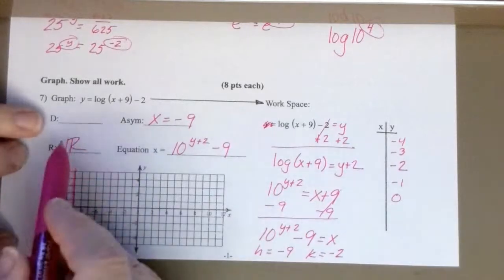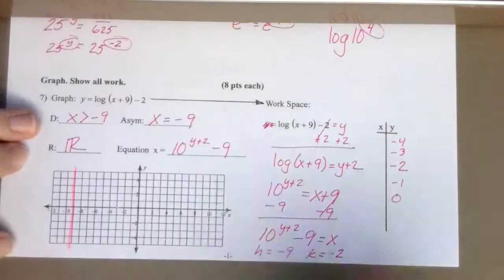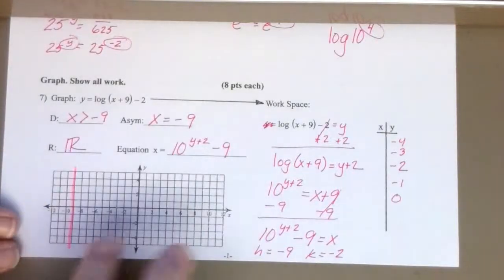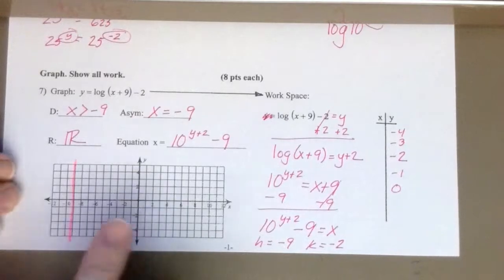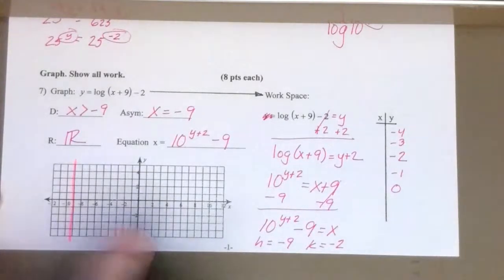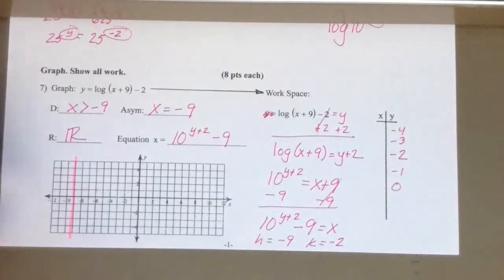What will my domain be? X is greater than negative 9. Now, if x is greater than negative 9, that means my graph's over here. There were a couple of groups that ended up with their graphs on the left side of the asymptote. None of these will end up on the left side of the asymptote. So if you're getting stuff on the left side, you're doing something wrong. Go back and check your work.